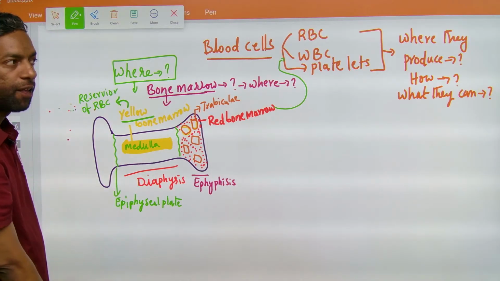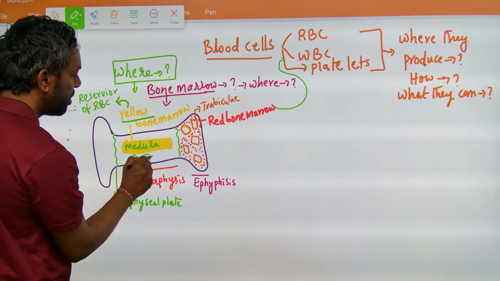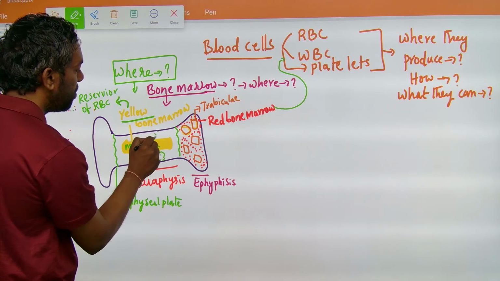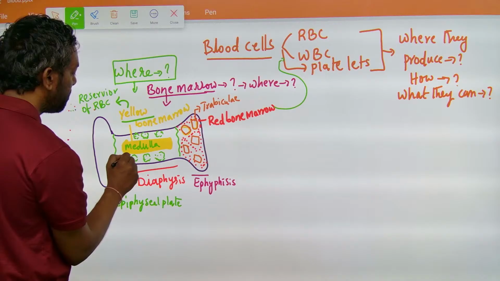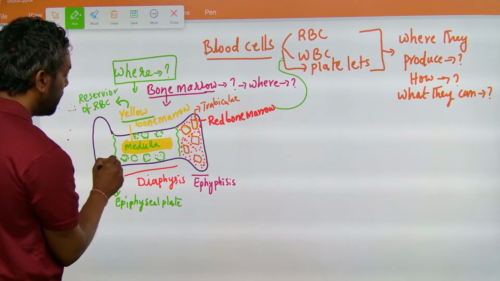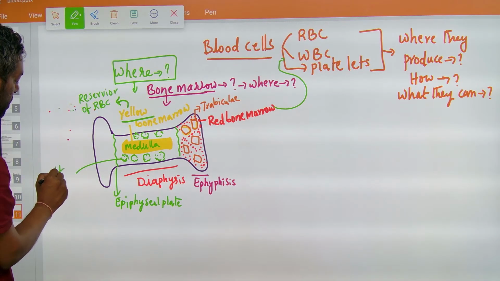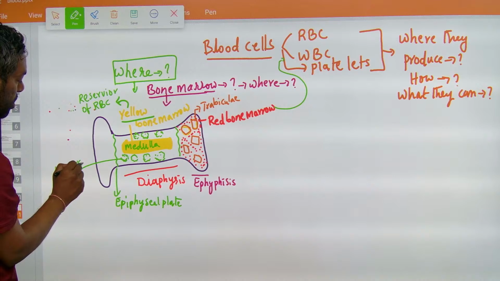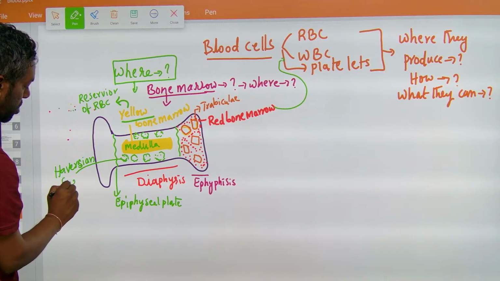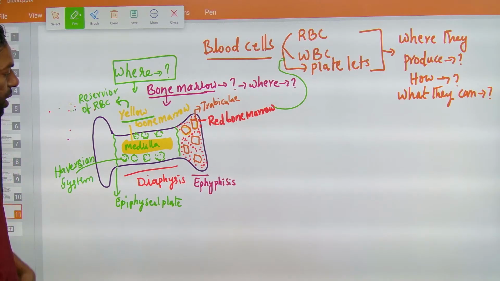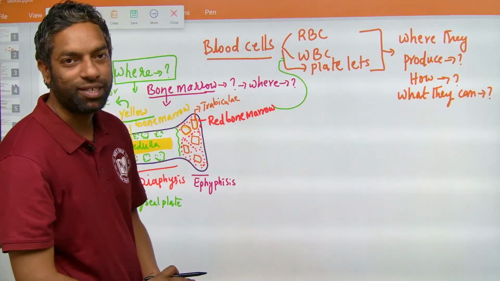Around the medulla, there is the Haversian system, which has cells called osteocytes. Okay, this is about red bone marrow, which produces RBCs.